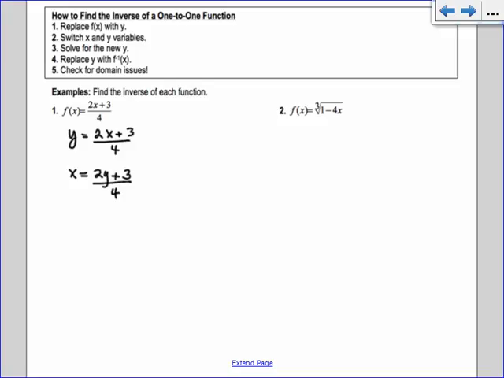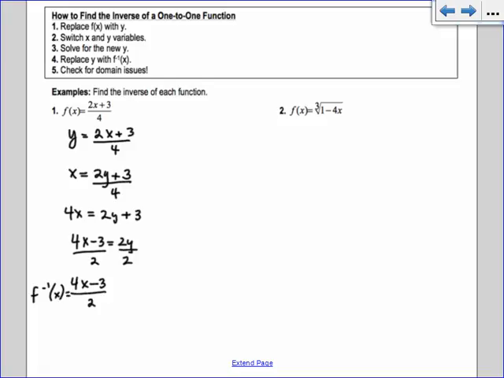We do this because to find an inverse, we switch all of the x and y values. So if I had a point 2, 5, I switch it to 5, 2. So I'm just switching all of those. And I solve for the new y. So I'm going to multiply the 4 over and get 4x equals 2y plus 3. I subtract the 3 over. I divide by 2. So I get 4x minus 3 over 2 equals f inverse of x.